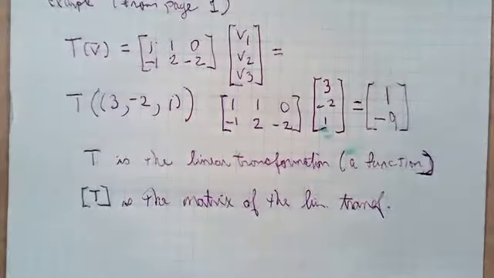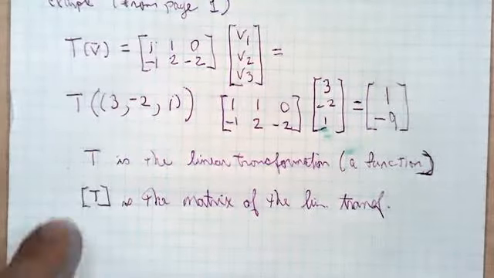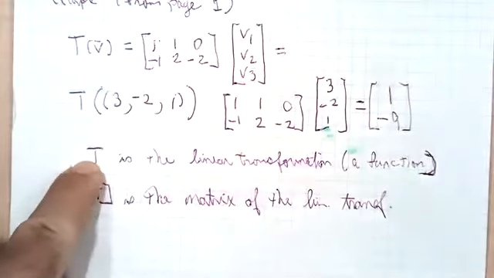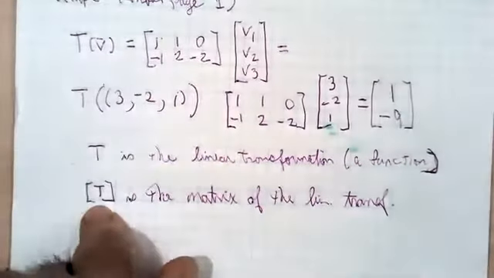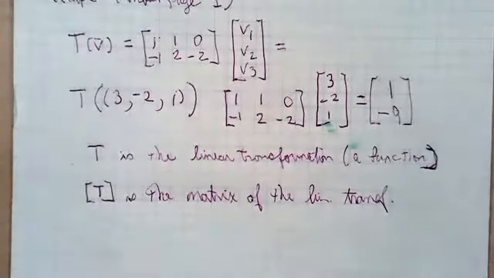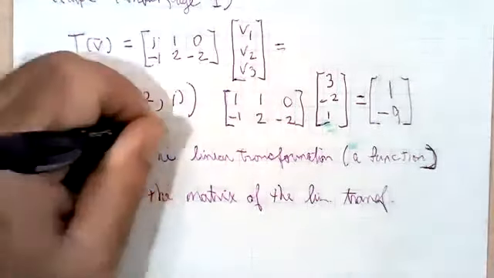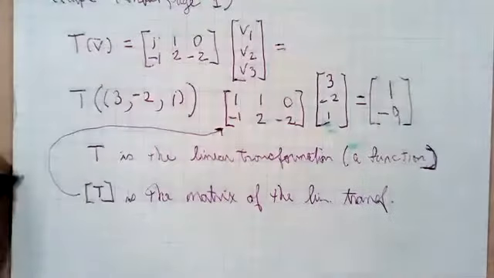Now, it's not very often that we really want to be that careful. But if I wanted to use notation that really was precise and distinguished between the two, then I would do that. This is the function. This is its matrix representation. In this case, it would be that matrix right there.